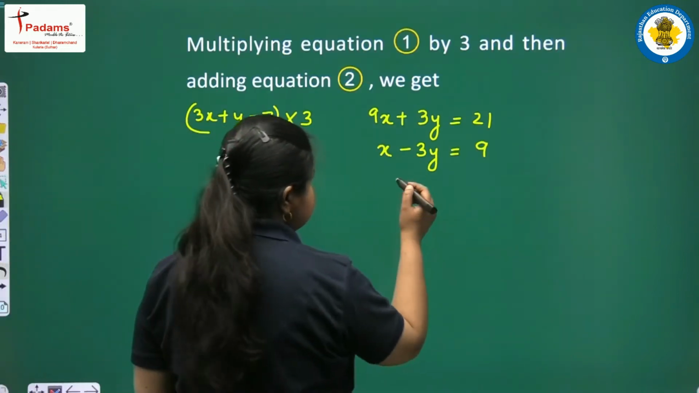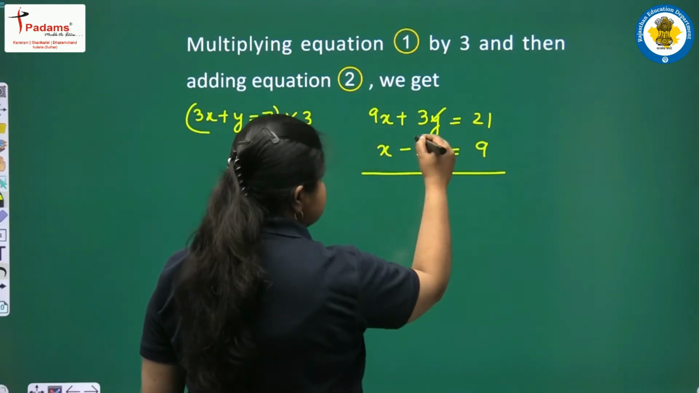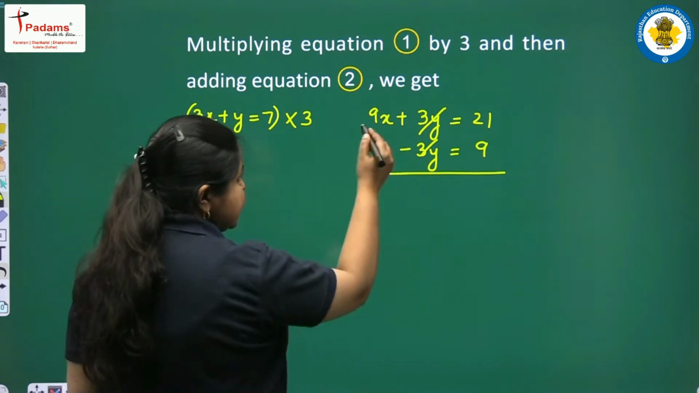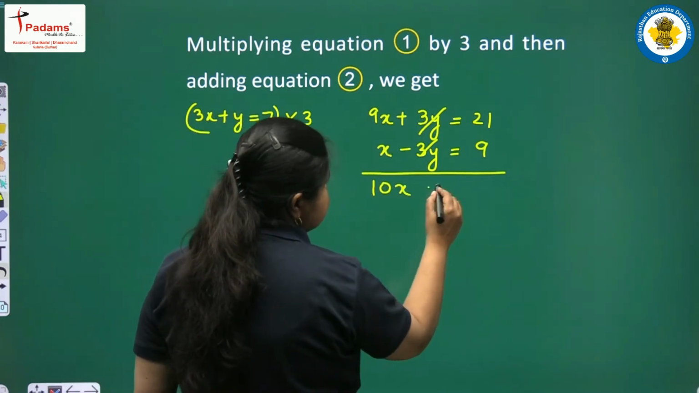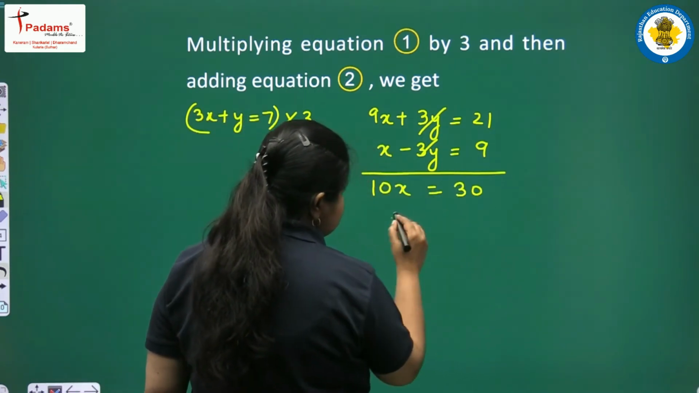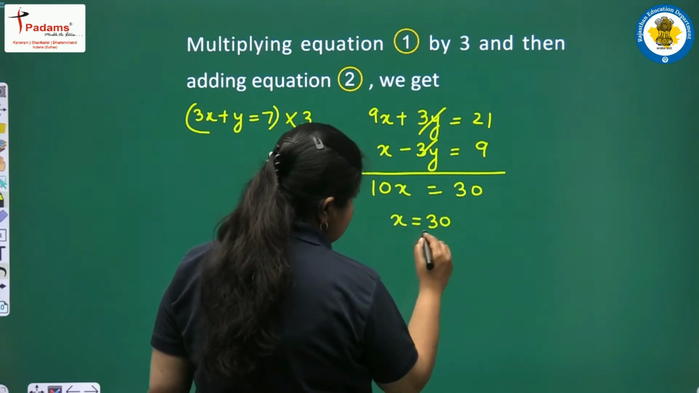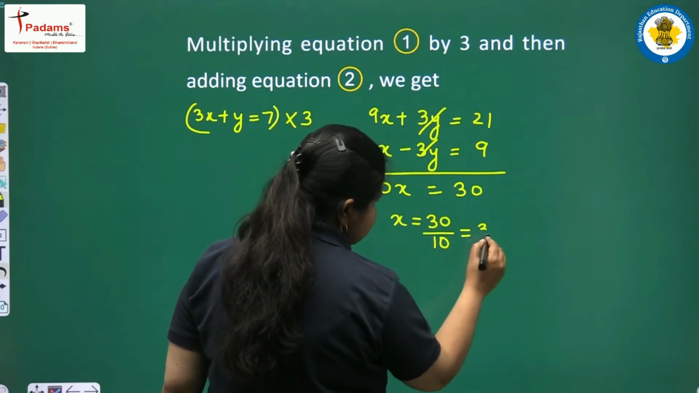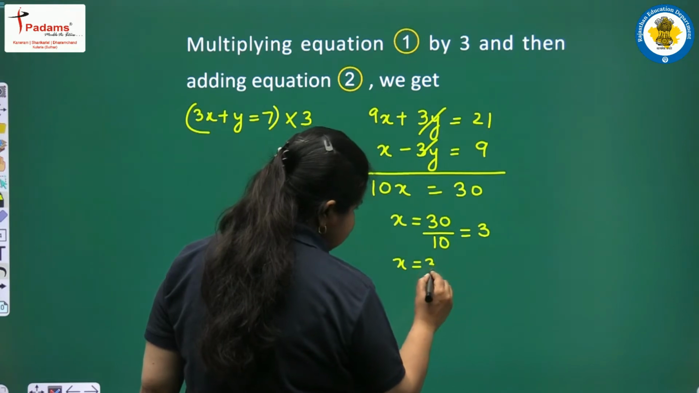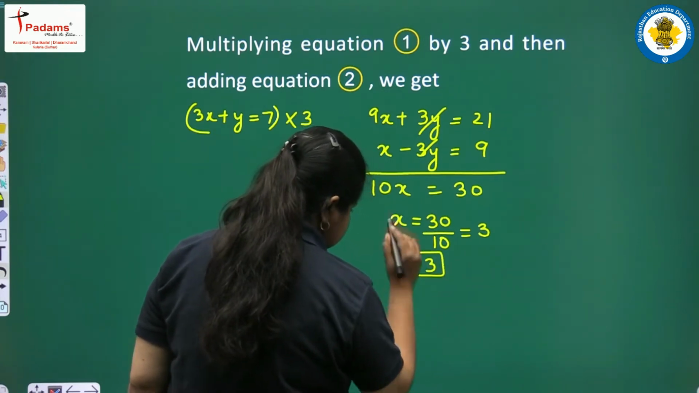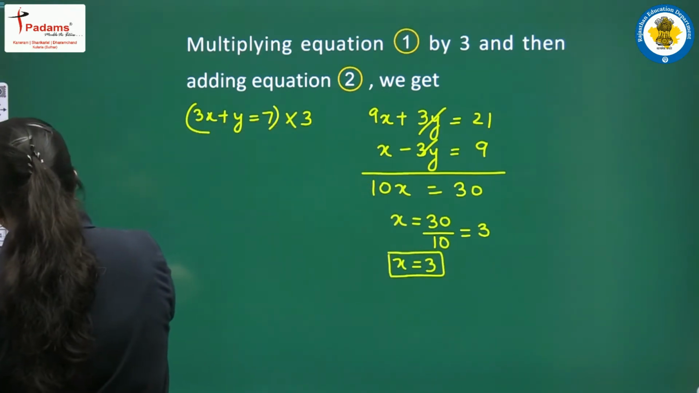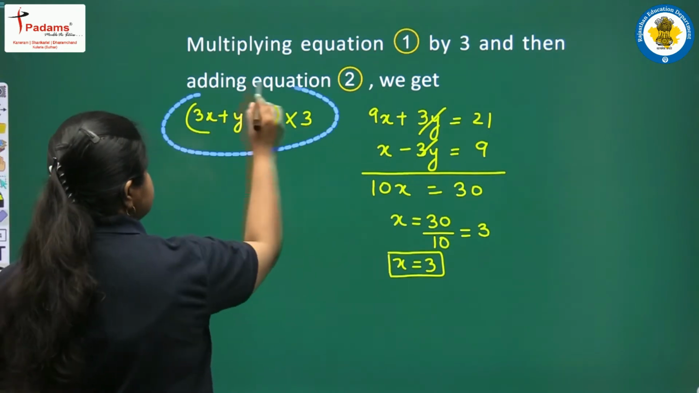Now add up both these equations. Here minus 3y and plus 3y will be cancelled. This will become 10x. Here we will have 30. So x will be equal to 30 upon 10 equal to 3. So we get the value of x equal to 3. So we have got the x coordinate of point O.